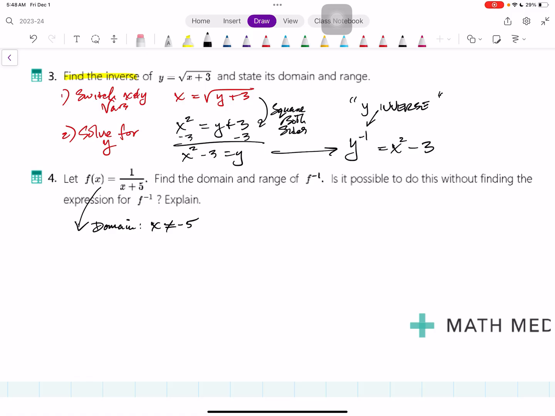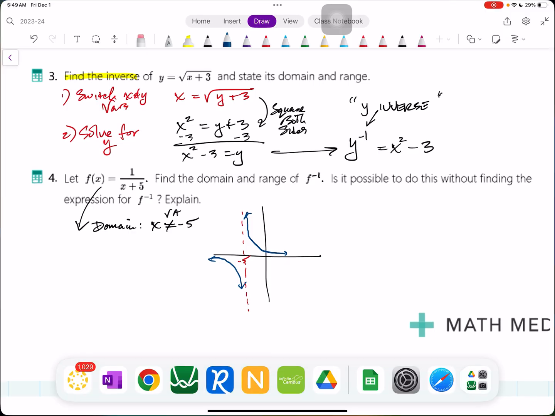All right, and this is a reciprocal function. Let me just draw a little sketch here. Now there's a vertical asymptote here. That's a vertical asymptote at -5. So I'm going to sketch it at -5, and then the function. You know what the parent looks like, so you know what this looks like. It looks like this.